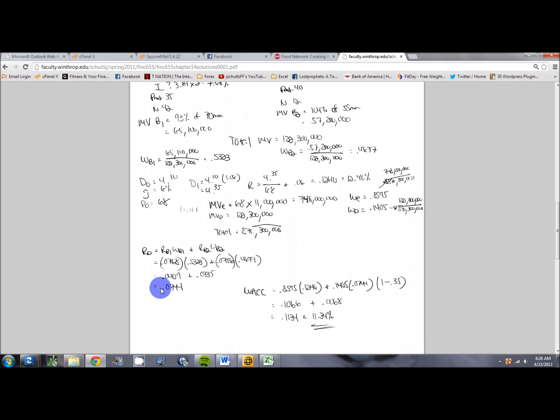That, of course, is a before-tax number because we have not taken into account the tax savings on the debt financing. Once you get to this point, you're one step away from finishing the problem. Now you have everything you need to plug into the standard WACC formula: that's your weight of equity, that's your cost of equity, that's your weight of debt, that's your cost of debt, and that is 1 minus t. When you knock that through, you get 11.34%.